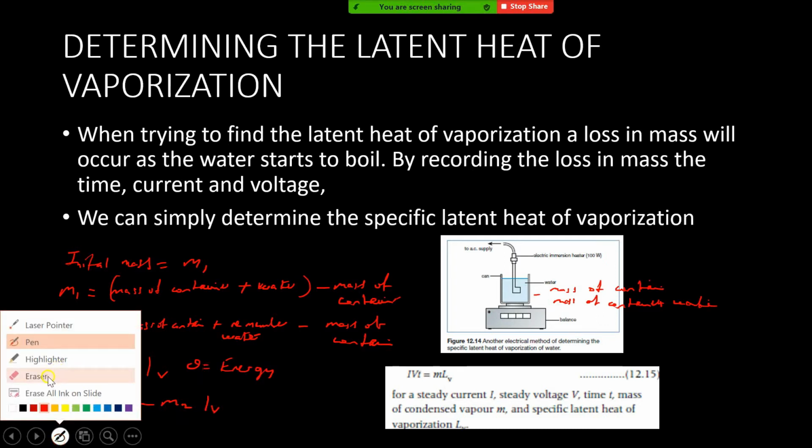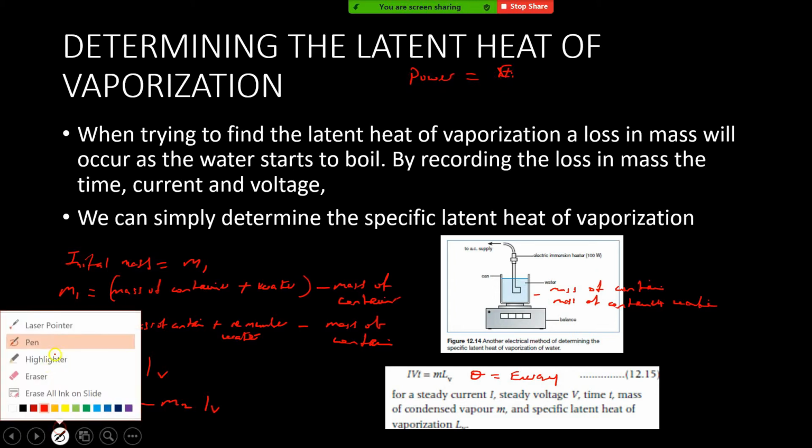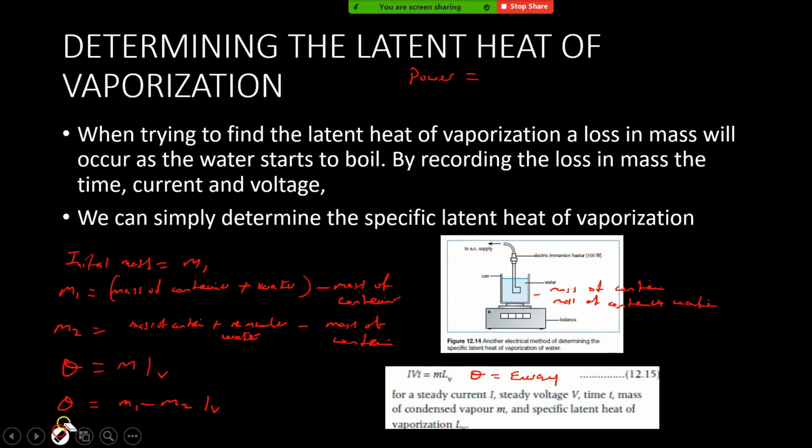I don't want to put it there. Let me see. So let's remember that Q is the energy, and that energy is equal to I times V times T. The whole reason for that is because we know that power is equal to energy over time. So if I want to find energy, I would transpose.